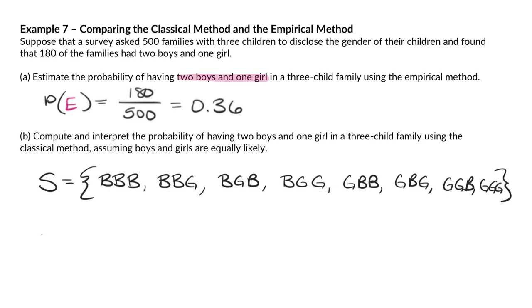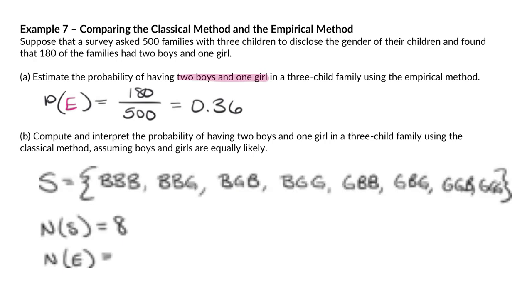So my question for you is, what is the number of items in the sample space? 8. Now, what is the number of times we see our event occurring? Remember, our event is that there are 2 boys and 1 girl. Once. Are you sure? I see 2 boys, 1 girl here, 2 boys, 1 girl here, 2 boys, 1 girl here. Those 3. So 3 times. I see this occurring 3 times.